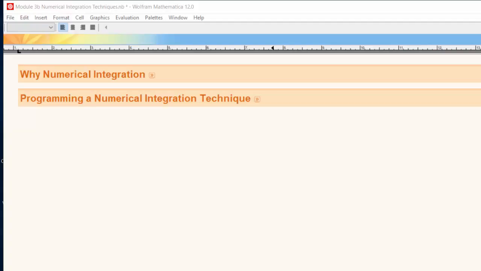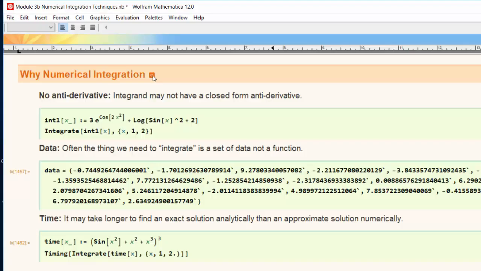First, why? Why use a numerical integration technique instead of just evaluating a definite integral using an antiderivative? There's three main reasons. First, there might not be an antiderivative. Not all integrands have a closed form antiderivative.